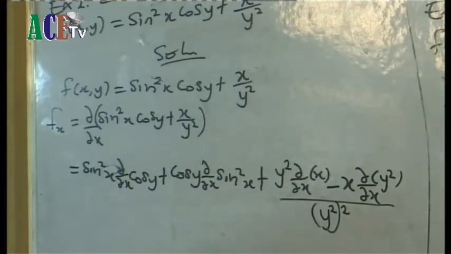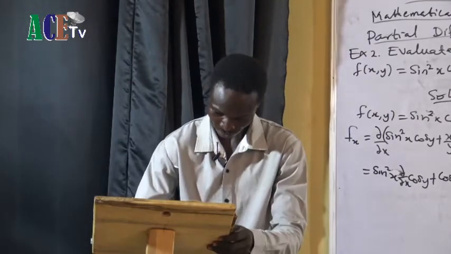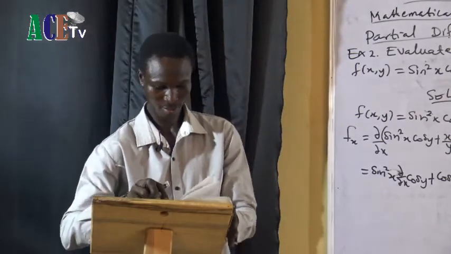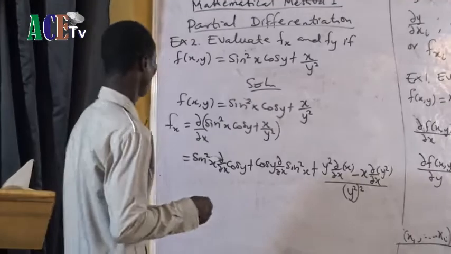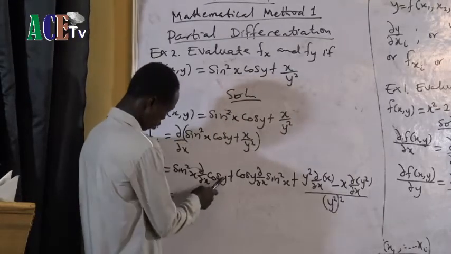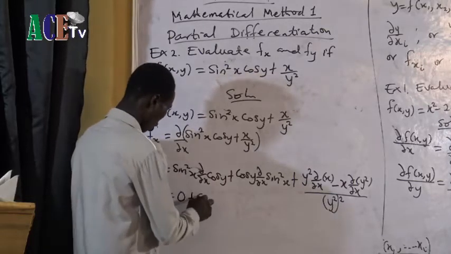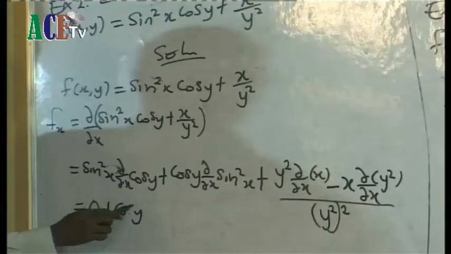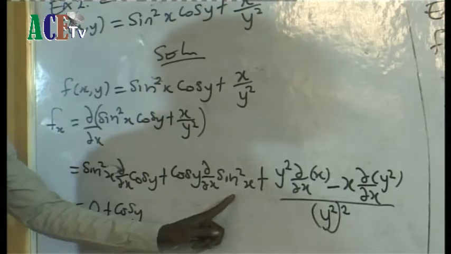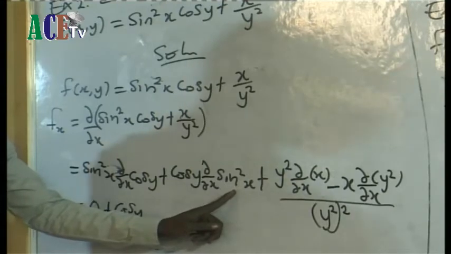Okay. In this place, there are many things that have gone away. If I come here, the derivative of this one is 0. The derivative of cos y with respect to x is 0. So everything here will be 0. Plus cos y. Look at sine square x. I cannot differentiate sine square x just like that.